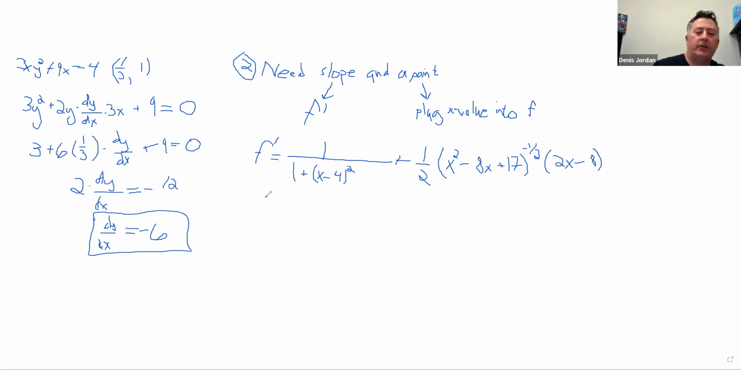And again, they're just asking for the tangent line. So you don't necessarily need to simplify this derivative as far down as you can get it, because you're only interested in trying to get the slope out of there.